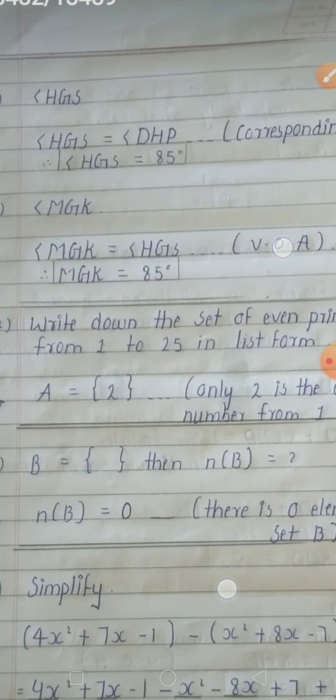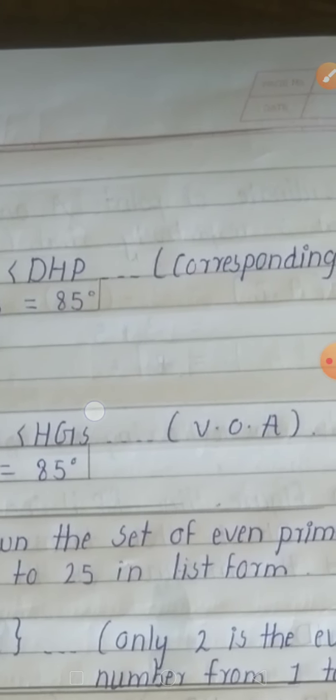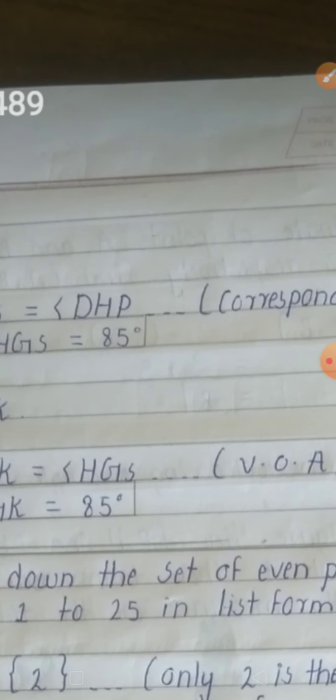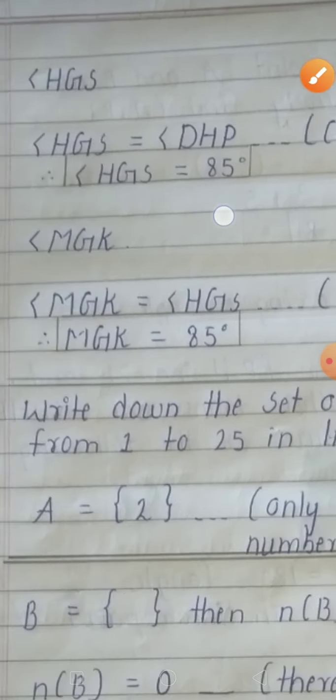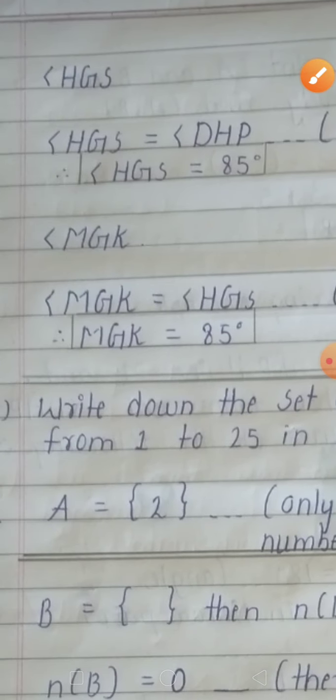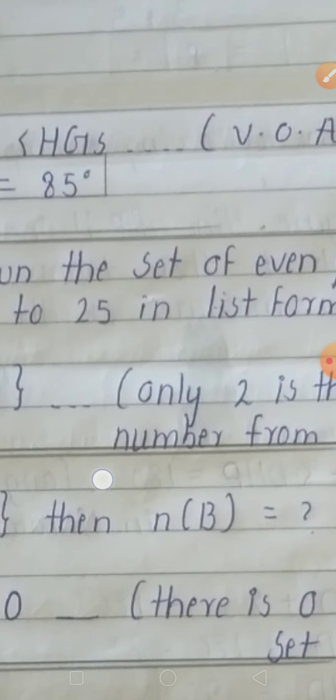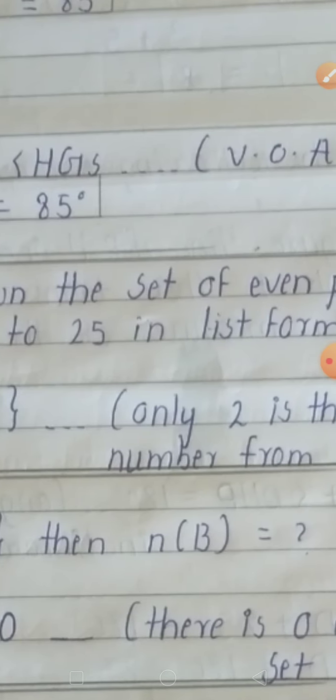So next, HGS is equal to DHP, that is corresponding angles. See here, corresponding angles, because the measures of the angles are congruent to each other. Then vertical opposite angles.